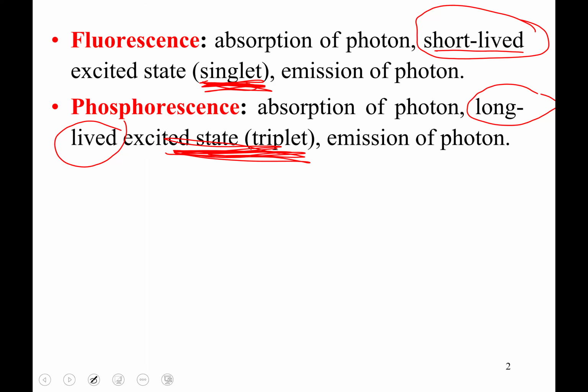In both cases, notice the similarities between fluorescence and phosphorescence. Both emit photons, so energy is emitted. That's a similarity. Differences: one is from an excited singlet state, that is fluorescence. The other is from an excited triplet state. The other difference is that one is short-lived, the other one is long-lived.